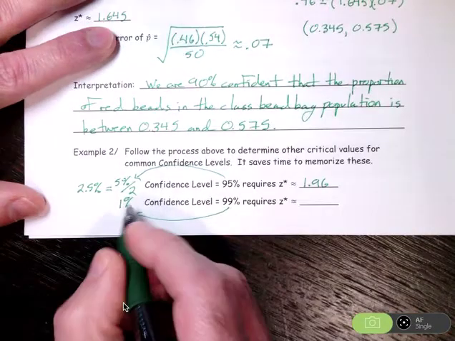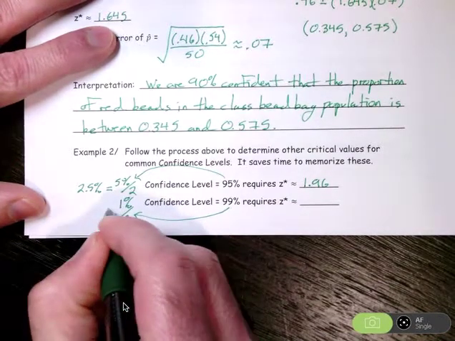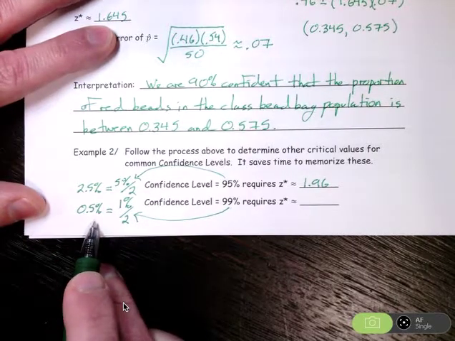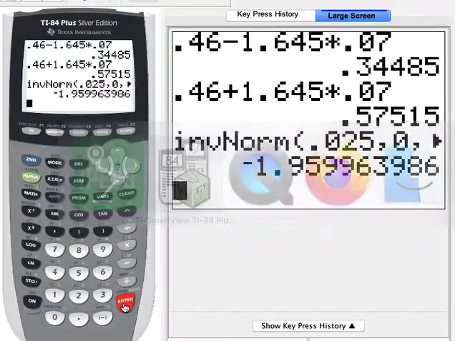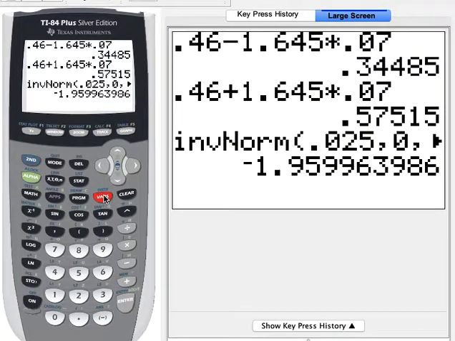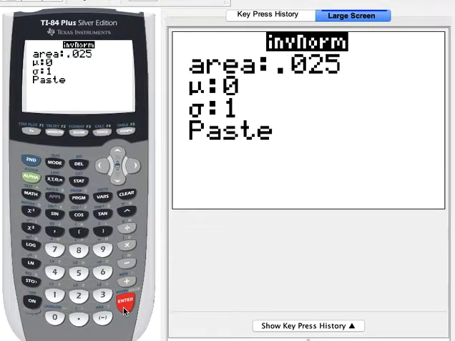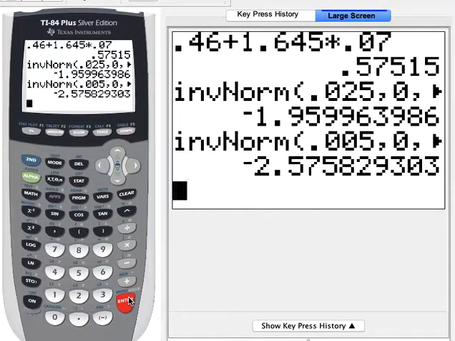So that's why we have to take this 1% and cut it in half. It's really only 0.5% that we've cut off of the left side. That's what we will put into the inverse norm command to find the critical value for 99% confidence. So be careful, don't put in 0.5. It is 0.5%. As a decimal, that's 0.005. So this time, to get 99% confidence, we need a much larger critical value. Our critical value, we'll call that 2.58.